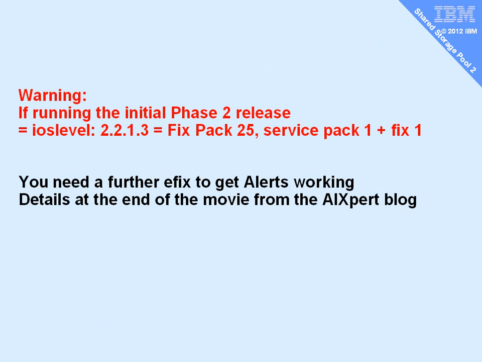Now there's a little bit of bad news in here. To get this working with the initial Phase 2 release, which the VIO server will be 2.2.1.3, and that's also known as Fix Pack 25, Service Pack 1 and Fix 1, you need a further eFix to get alerts working. Bit of a shame it's got through the testing, but there we go.